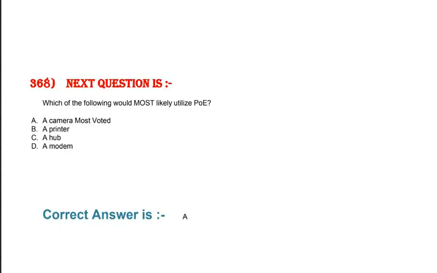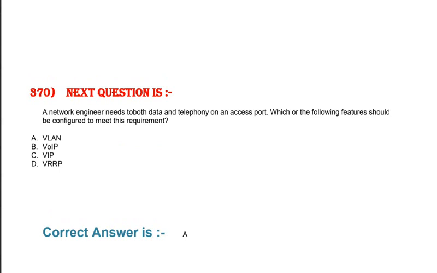Question is, which of the following would most likely utilize PoE? Option A, a camera. Option B, a printer. Option C, a hub. Option D, a modem. Correct answer is option A. Question is, a network engineer needs to configure both data and telephony on an access port. Which of the following features should be configured to meet this requirement? Option A, VLAN. Option B, VoIP. Option C, VIP. Option D, VRRP. Correct answer is option A.